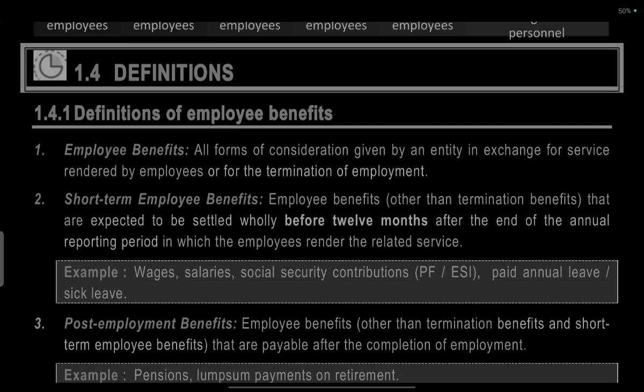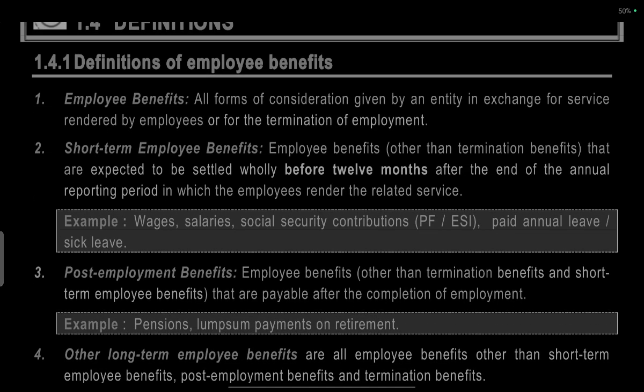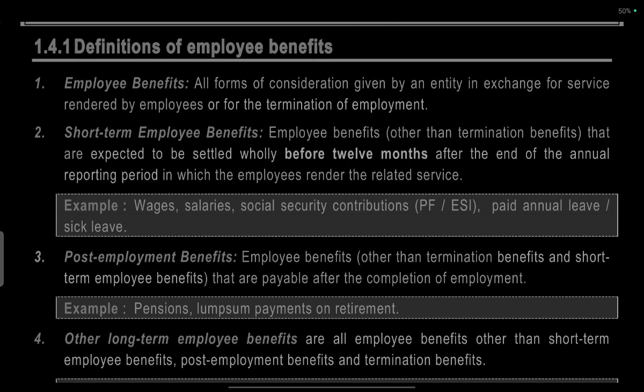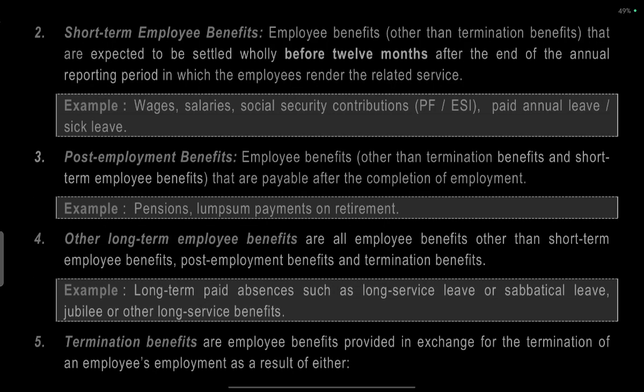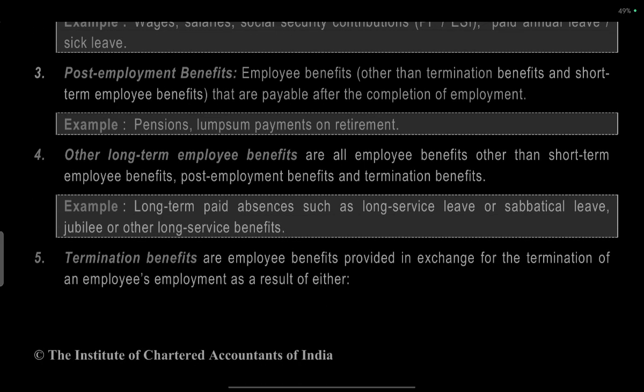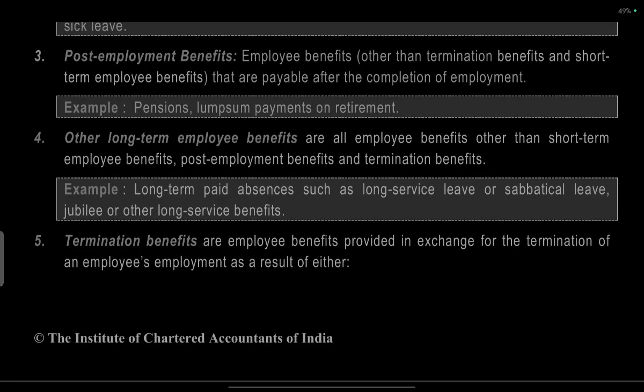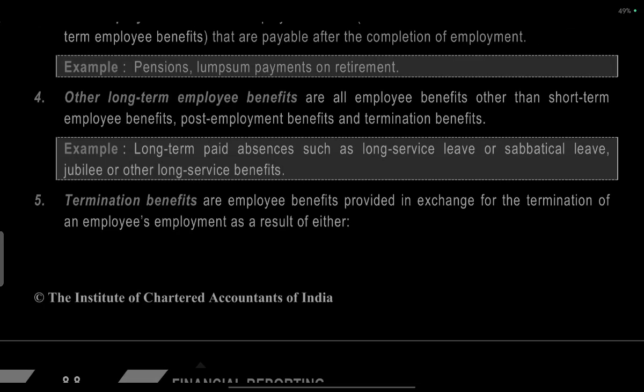Definition of employee benefit. Employee benefits are all forms of consideration given by the entity in exchange for service rendered by the employee or for termination of employment. Short-term employee benefits are employee benefits that are expected to be settled wholly within 12 months after the end of the annual reporting period in which employees render the related service. Example: wages, salary, social security contributions, paid annual leave and sick leave. Post-employment benefits are employee benefits, other than termination benefits and short-term employee benefits, that are payable after the completion of employment. Example: pension, lump sum payments on retirement.